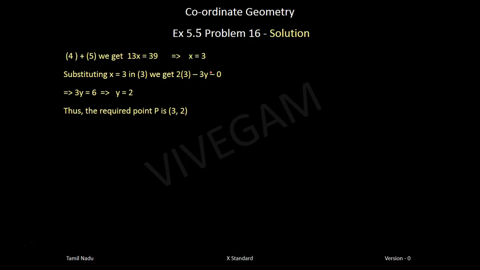Sorry, this is equal to 0. Okay, so 2 3s are 6. So 3y will be equal to 6 and y will be equal to 2. So the point (x, y), that is (3, 2), gives the coordinates of point P.